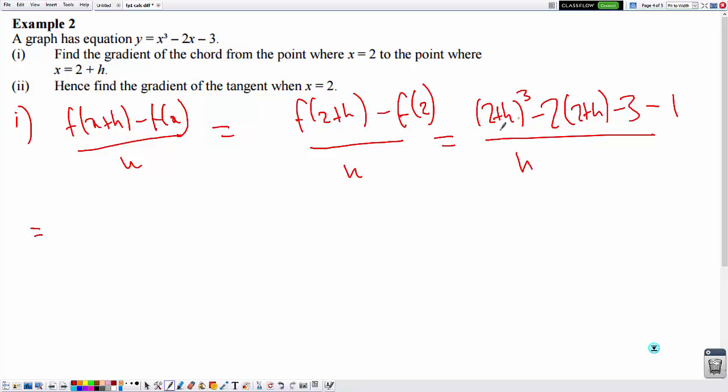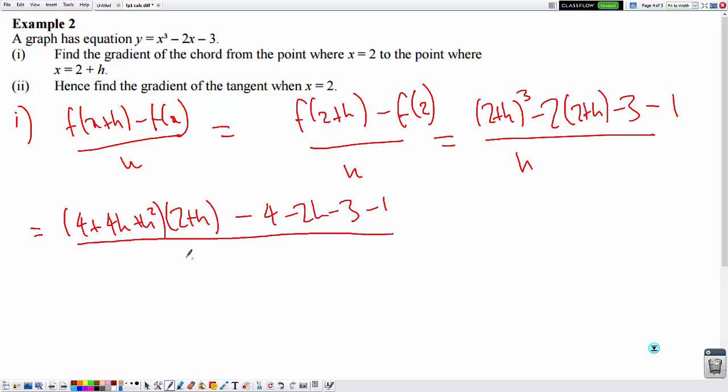So let's work out 2 plus h cubed. To work this out, I'd say the easiest way to do it is multiply out 2 of the brackets, because this is 2 plus h times 2 plus h times 2 plus h. Well, 2 of the brackets gives me 4 plus 2h plus 2h, which is 4h, plus h squared. And then that's times, now I've still got one of the brackets left, 2 plus h. And while we're at it, let's multiply out the other brackets. So it's minus 4, minus 2h, minus 3, minus 1, and still all over h. If you don't actually want to write this as a fraction every single time, you can just work this out separately and then put it as a fraction.